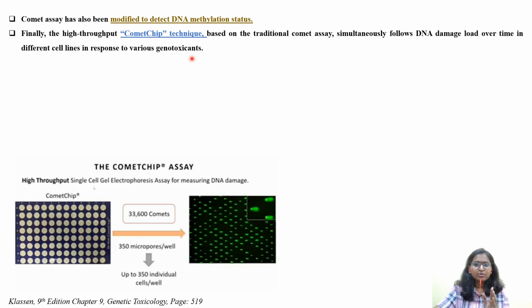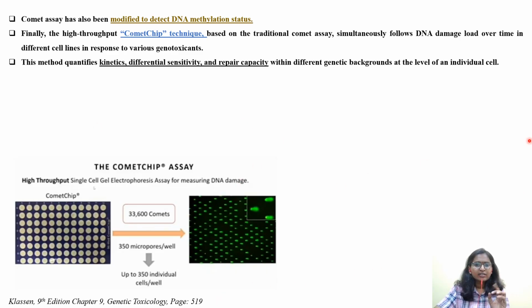So I would request you to please go back and read Klaassen, 9th edition, chapter 9, Genetic Toxicology. On page 519, the Comet assay is clearly discussed. Okay, only one paragraph is there on page 519. Please go and read. That paragraph only I have kept in this particular presentation. This method quantifies kinetic differential sensitivity and repair capacity within different genetic backgrounds at the level of an individual cell.